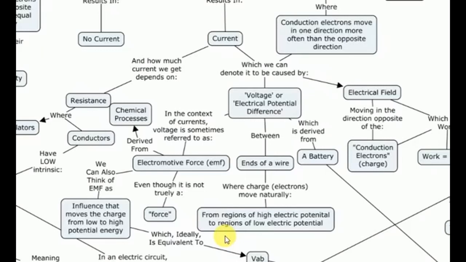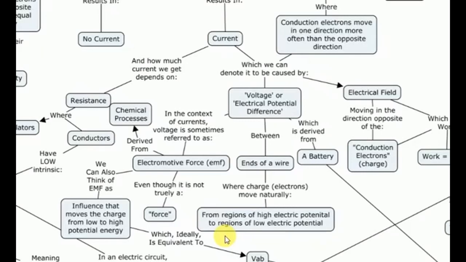Now, the voltage, or the electrical potential difference, in the context of circuits and currents, is referred to as the electromotive force, but in fact it's not a force, but we refer to it as electromotive force. And this electromotive force, which is the same as the voltage or the electrical potential difference, is found in a battery or any other source of an EMF, an electromotive force. This EMF is caused by either magnetism or chemical processes. In the case of a battery, it's chemical processes.